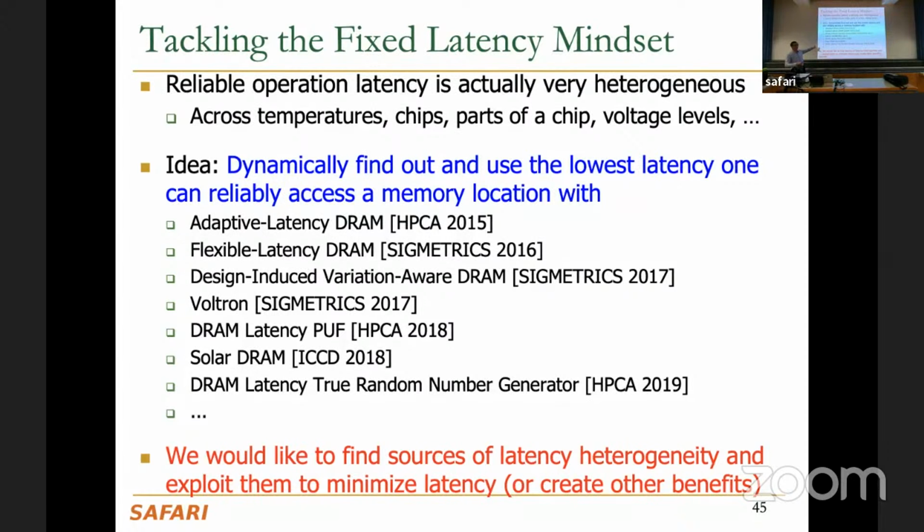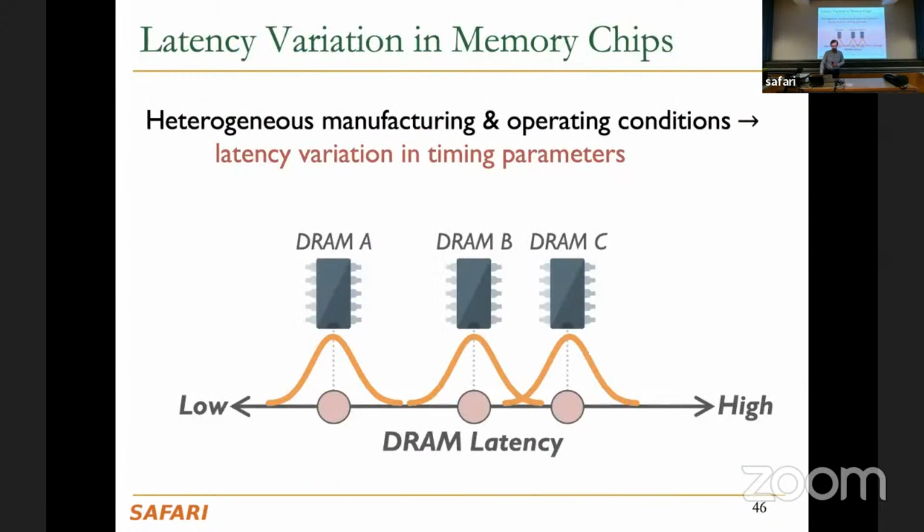Like in the earlier part of the memory latency lectures, we were talking about creating latency heterogeneity, right? Tiered latency DRAM, for example, creates latency heterogeneity in DRAM based on the design of the DRAM microarchitecture. This is very different from what we're going to do now. We're going to figure out existing latency heterogeneity in DRAM and exploit that. So you can always create heterogeneity or exploit what's existing. And one of the major reasons for heterogeneity is the heterogeneous manufacturing and operating conditions. That leads to latency variation in parameters.